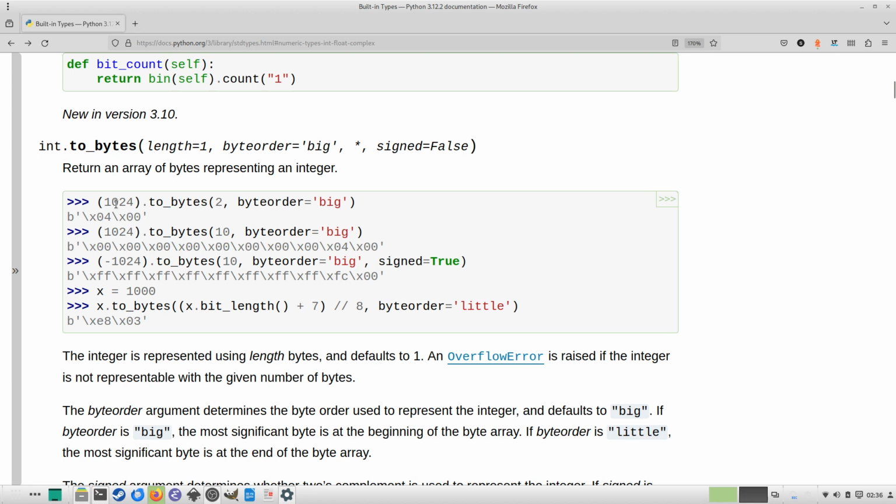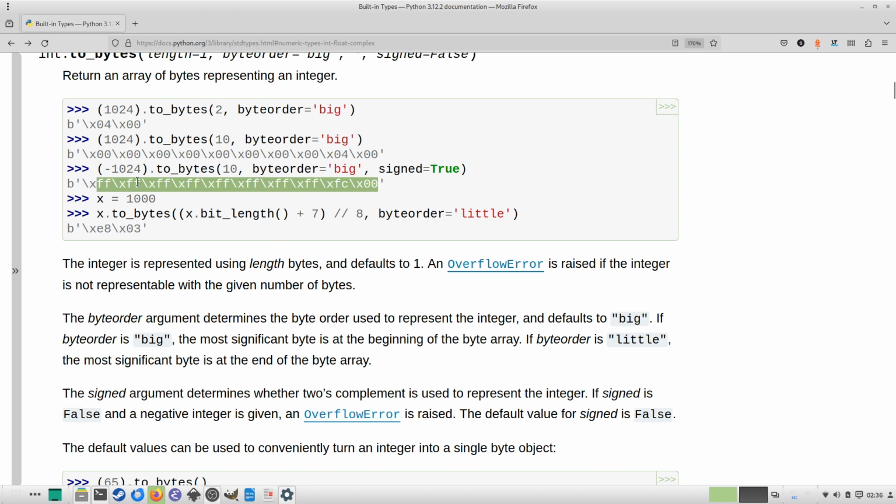256 into 4 is 1024. Now if you convert it to 10 bytes and byte order is big, then it will be populated with leading zeros for 8 bytes and the last 2 bytes will contain 0400. Similarly, when a minus sign is present, infinite ones will be populated on the left-hand side, which will become FF, and then minus 1024 will be represented by FC00. This is the 2's complement of minus 1024.